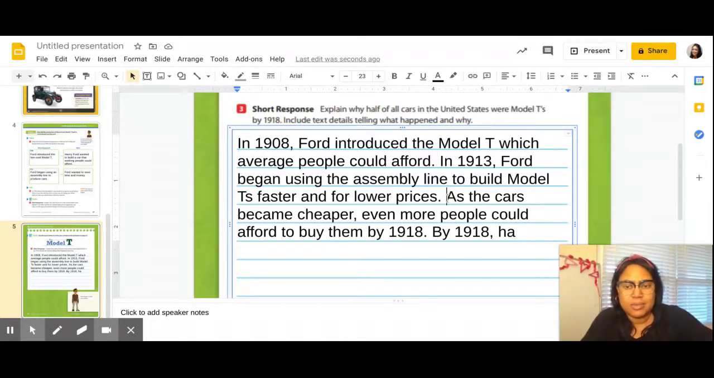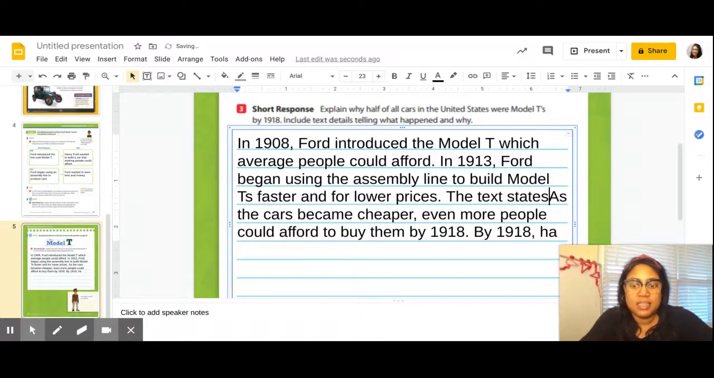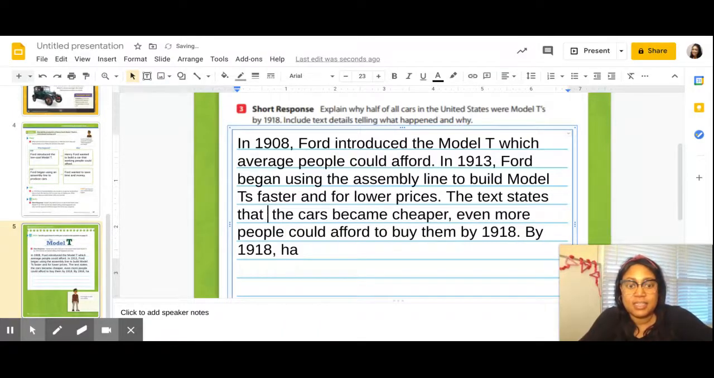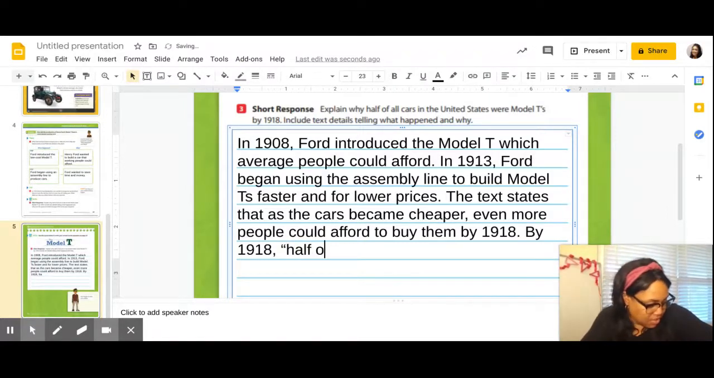And I'm going to make this a little bit stronger. The text states that as the cars became cheaper, even more people could buy them by 1908. I'm sorry, by 1918. By 1918, quote, half of all cars in the United States were Model Ts.